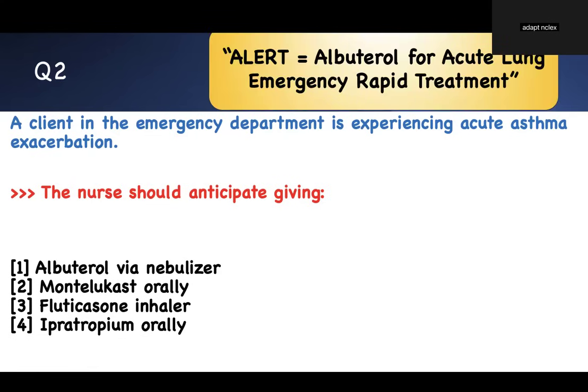This is the mnemonic that you can use to answer this question. Alert is what? Albuterol for acute lung emergency rapid treatment. We have a rapid treatment issue. We're giving you albuterol. That's the next thing we're going to give this patient. So albuterol is our right answer.